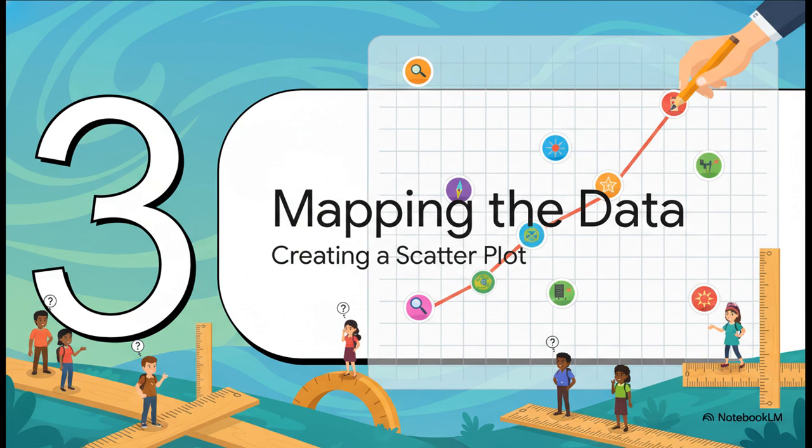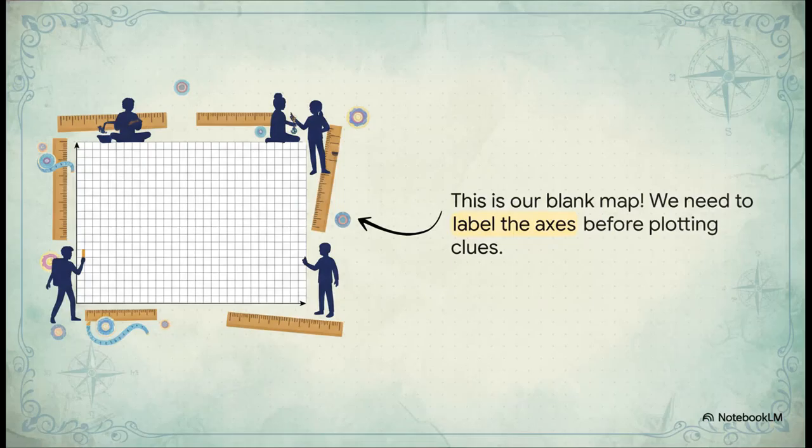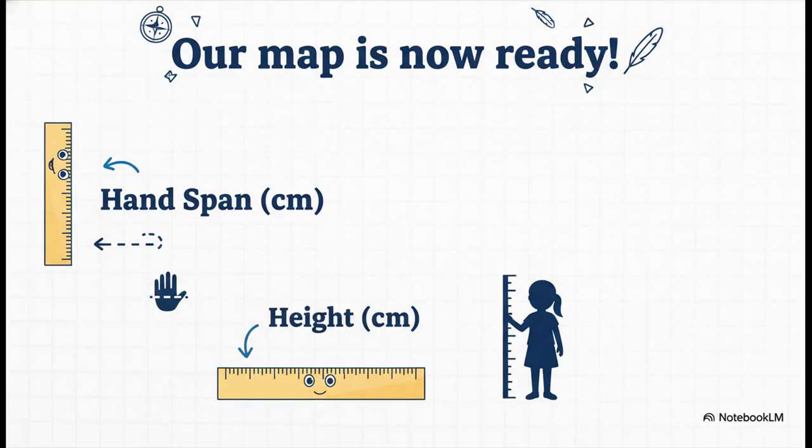We're going to create a special kind of visual map. It's called a scatter plot, and it's where our numbers are truly going to come to life. So think of this like a blank treasure map. It's got a grid, it's got two lines we call axes, but right now, it doesn't mean anything. We have to label it before we can start plotting our clues. And this is how we do it. That horizontal line at the bottom, that's the x-axis, that's where we'll track our first clue, height. And that vertical line going up the side, the y-axis, that'll be for our second clue, hand span. Just like that, our map is ready to go.